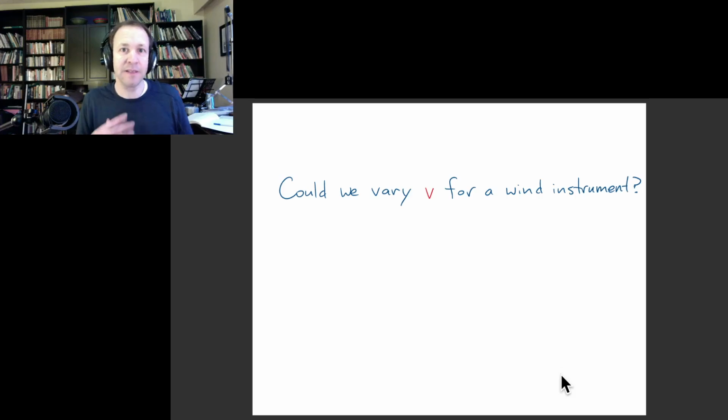So we could also ask whether it's possible to alter frequencies in a wind instrument by changing the wave speed. There it's a little bit harder. Maybe you could, if you want, take a moment to think for yourself whether there's any way that the wave speed might change for a wind instrument.